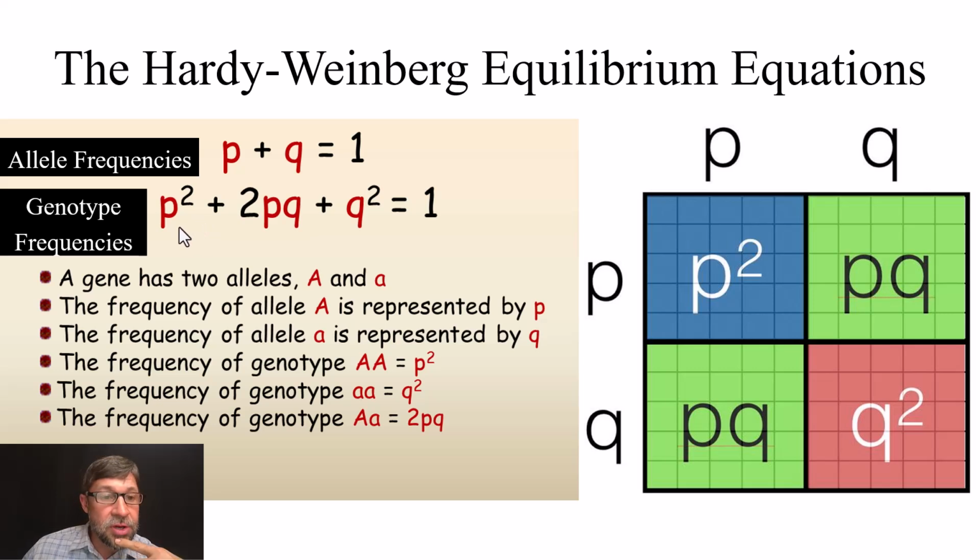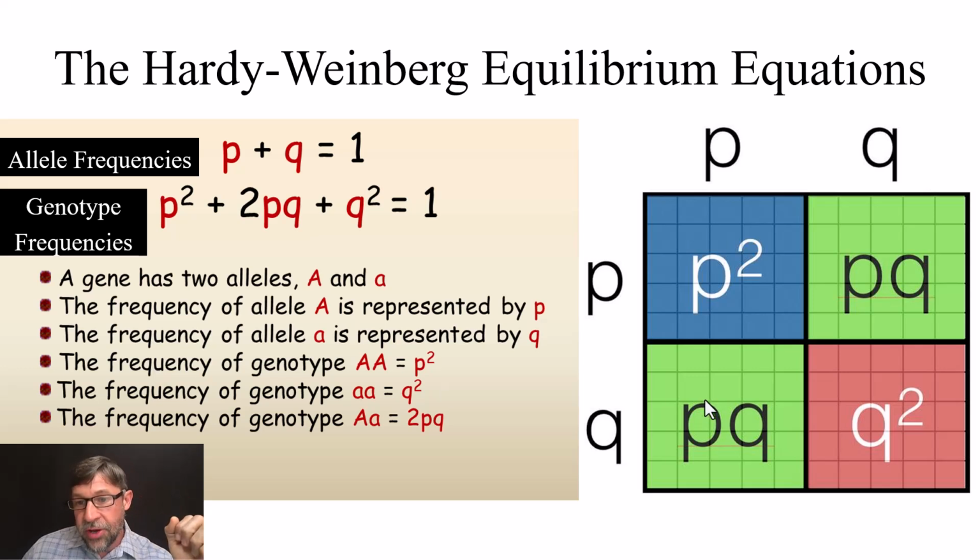And then the second part of the equation, these are the genotype frequencies. So P squared is the frequency of the homozygous dominant genotype. In this case, it'll be big A, big A. 2PQ is the frequency of the heterozygotes, big A, little a, equals 2PQ. And then Q squared is the frequency of the homozygous recessives, little a, in this example.